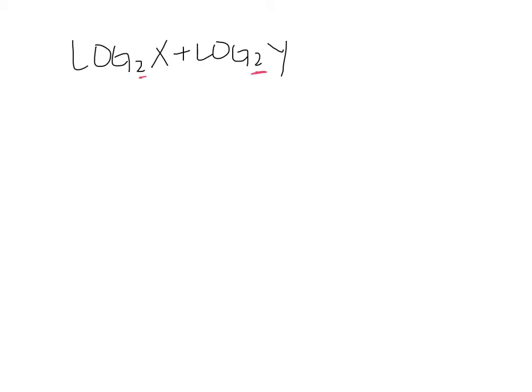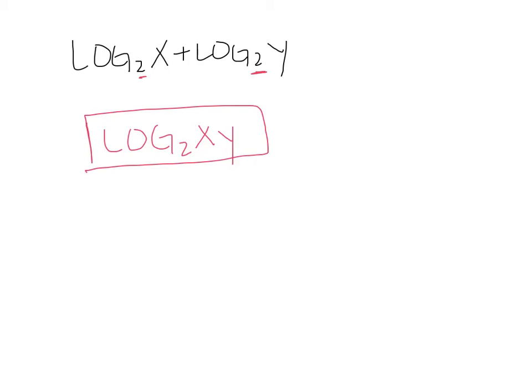We can use that first property again, but in the other direction. This is the log base 2 of x times y. This is as simple as it gets. I've written it as one log, so I can stop here. I only needed to use the one property. So this was simplifying, taking multiple logs and writing it as one log.